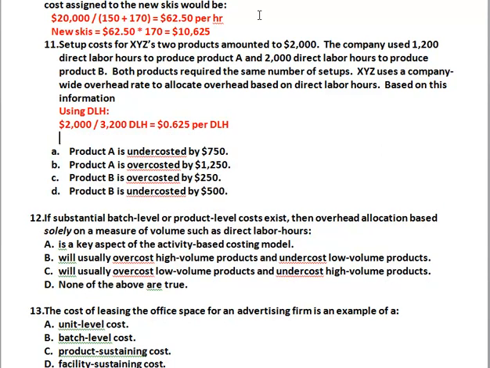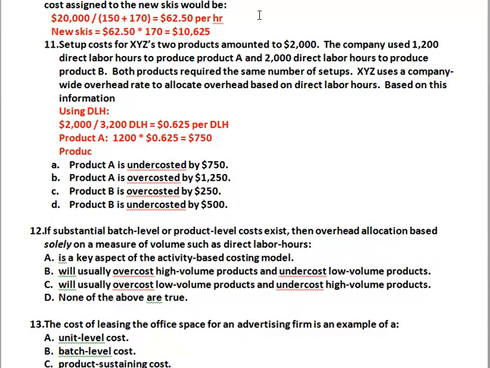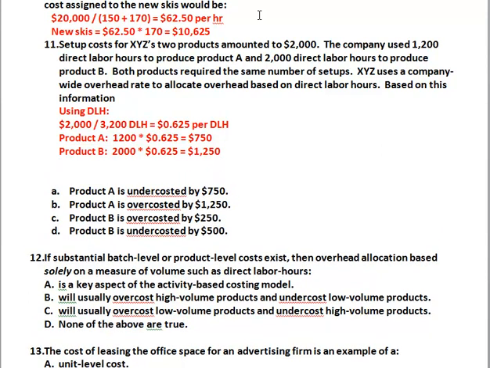So if we are looking at product A, it uses 1,200 direct labor hours at a rate of 62.5 cents. Then product A would get $750 of overhead costs if that's what we use to allocate. For product B, when we use direct labor hours to allocate, that's going to give product B $1,250 of overhead. So this is the overhead allocation using direct labor hours, or using the company-wide overhead rate.